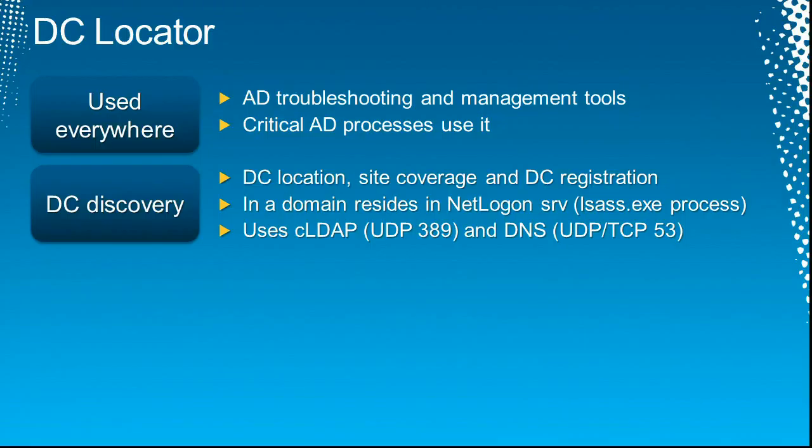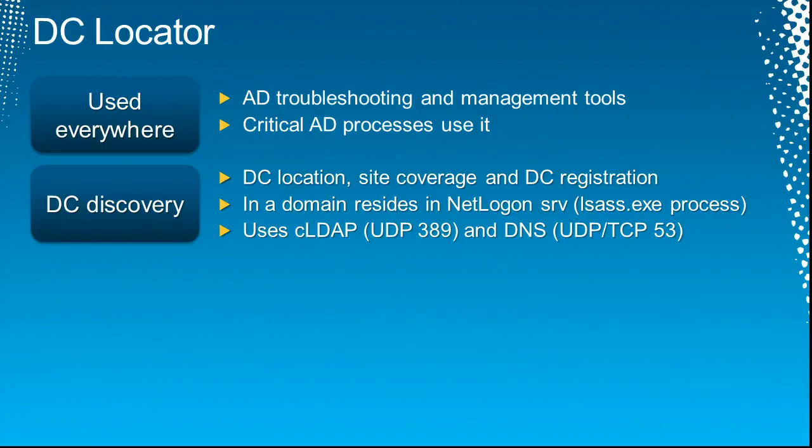Now, also, one thing that I've noticed is that DC locator can be understood as the mechanism to locate DCs, and certainly is that. However, it is way more than that. And the reason why I'm mentioning this is because, if you know that DC locator supports all the site coverage functionality underneath, or the actual DNS service records registration, then you will be able to see this component in the right way.